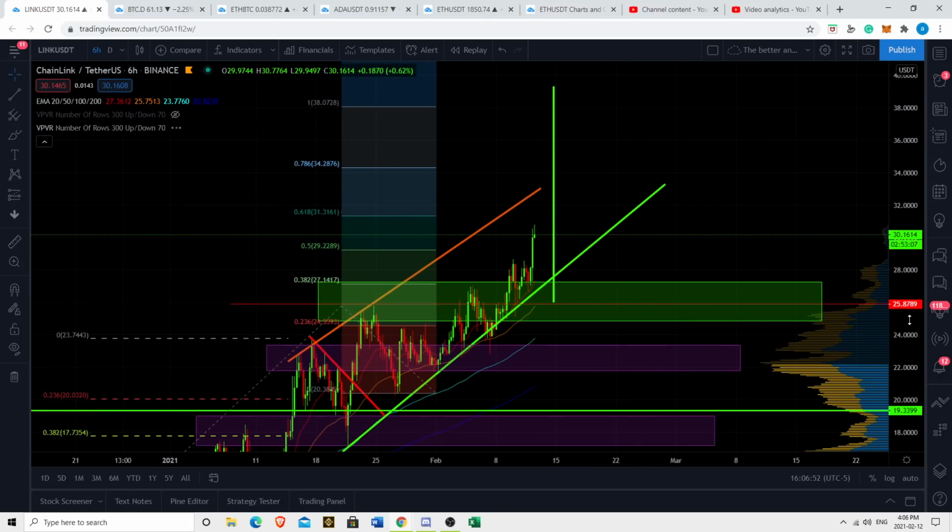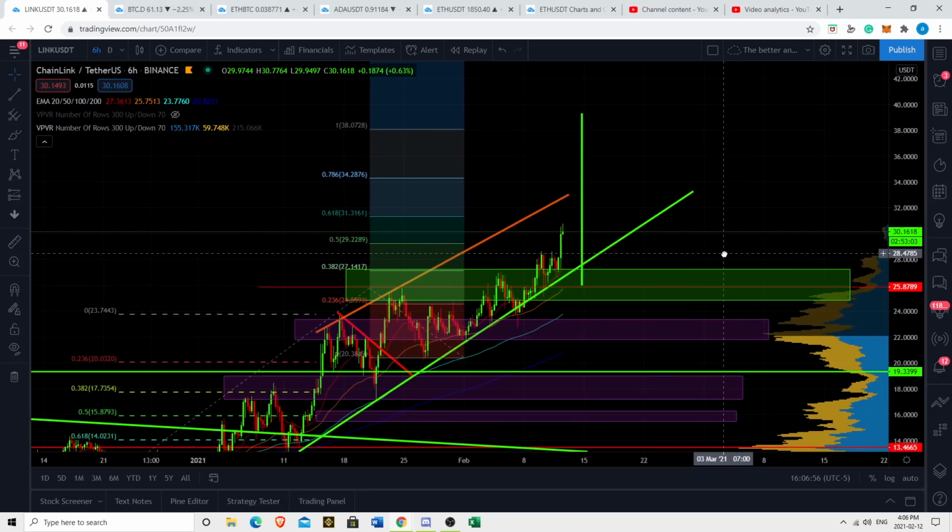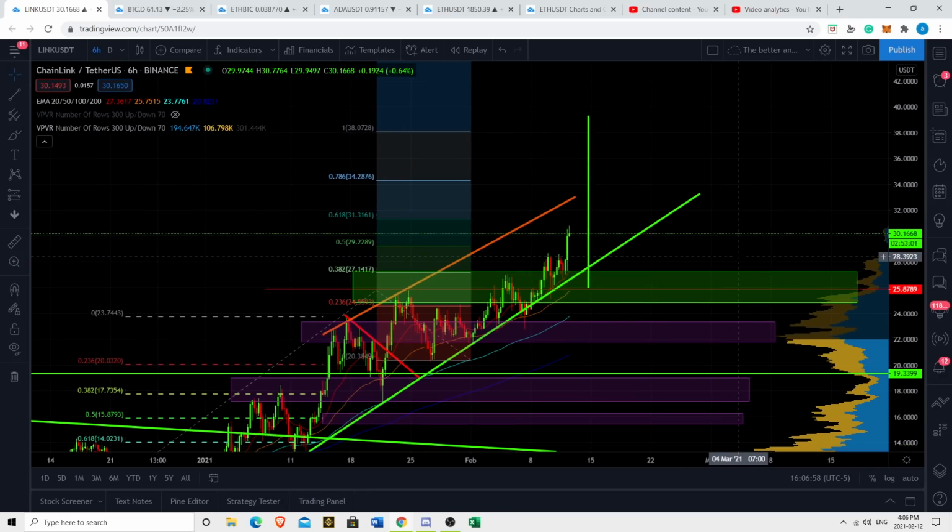I think $38 is our next impulse here with Chainlink. And over the long term, I do think Chainlink has a very good chance of reaching the low hundreds of dollars by the peak of this bull run.